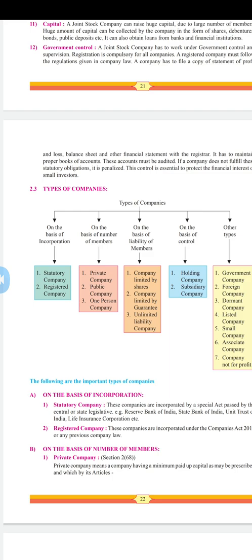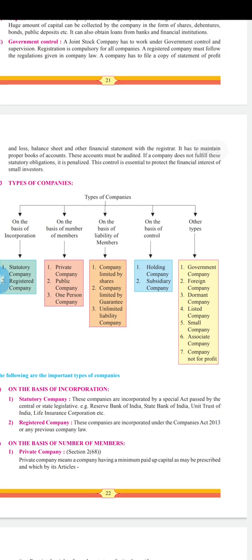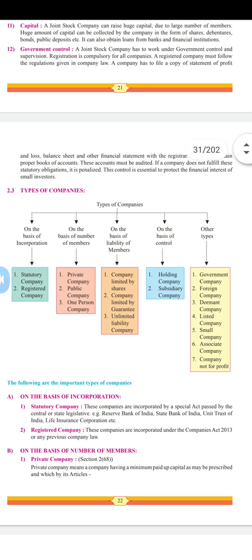Then fourth head is on the basis of control. There are two types: holding company, that means the main company, and second is subsidiary company, that means the assistant company. Then fifth type is the other types. In this there are seven types that come under this head. These all are the types of companies. I hope all of you understand it.